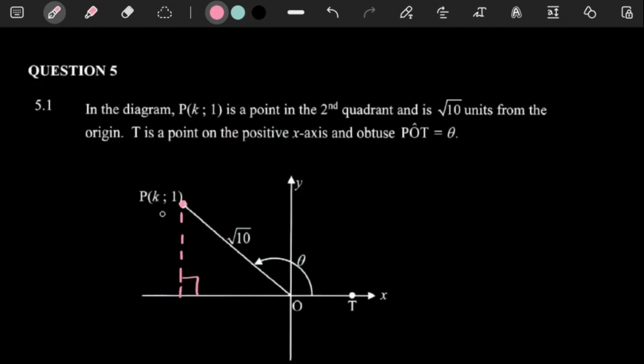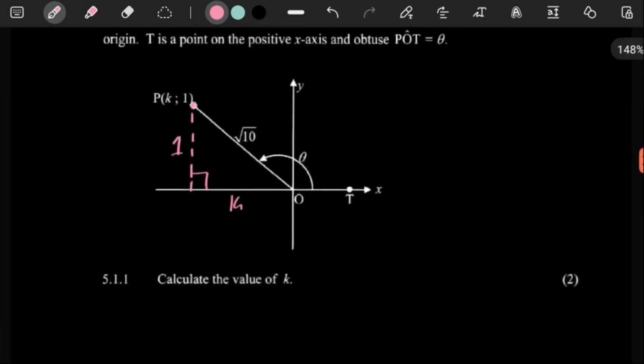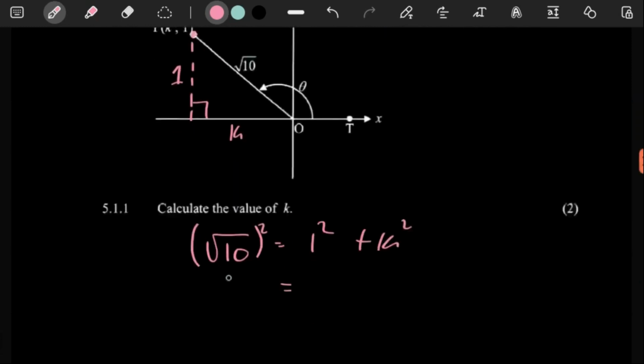So K here is obviously a negative number, that we should know. However, this is just K units because distance cannot be a negative. And then the x value, y value is 1, so this is 1 unit upwards. Okay, it's fine. They say calculate the value of K. So we can just use Pythagoras, because square root of 10 squared is equal to 1 squared plus K squared. Now it says here, K squared is here, right?